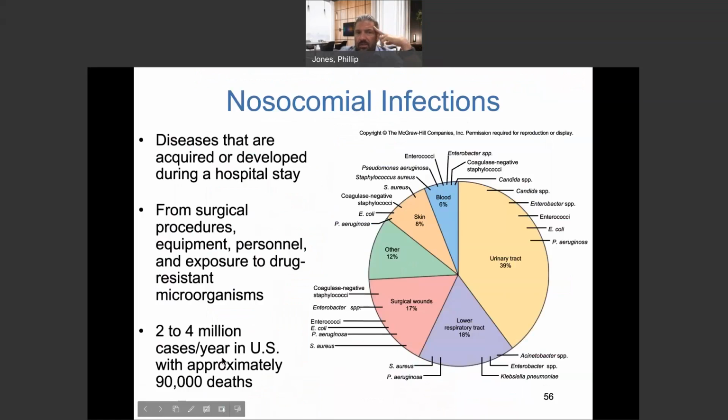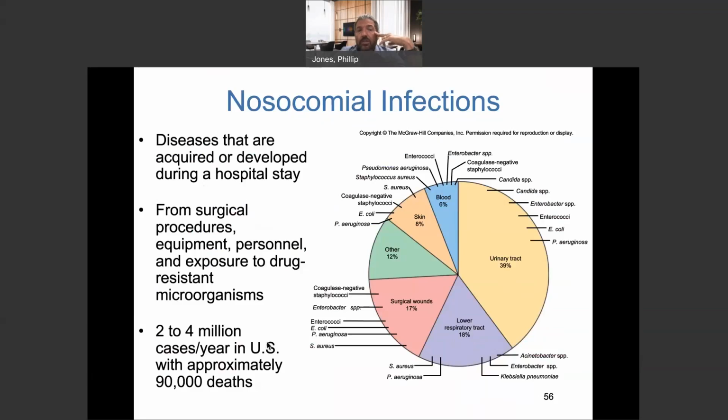Nosocomial infections are diseases that are acquired or developed during a hospital stay. This can be a waiting room, a hospital, an elevator, a doorknob, a cafeteria. You pick up something, and by the way, you're going to pick up a really good disease in a hospital, nosocomial. You wouldn't generally pick it up in the general population. You've got to go to a hospital where they have all the best germs, right?